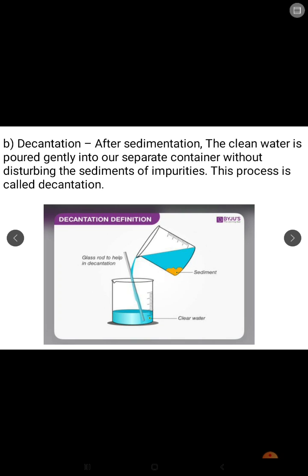Next method is decantation. After sedimentation, sediments have settled down at the bottom. In this process, the clean water is poured gently into a separate container without disturbing the sediments of impurities. This process of pouring pure water into another container is known as decantation.